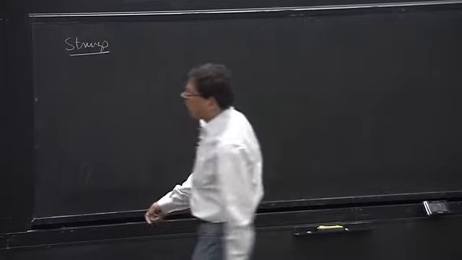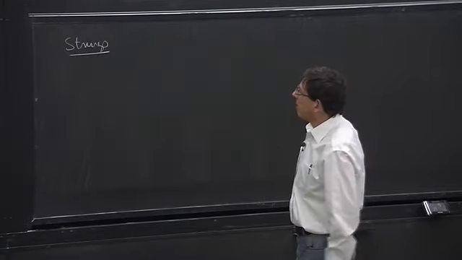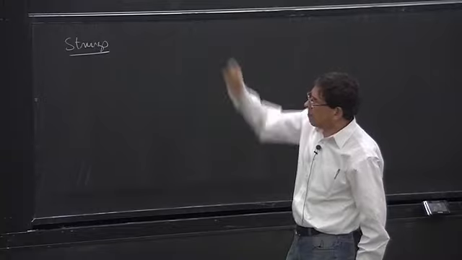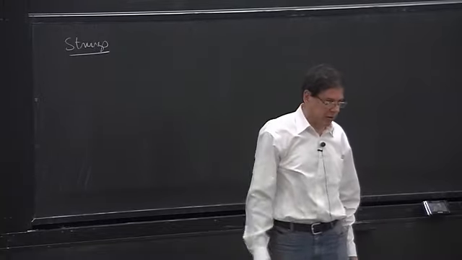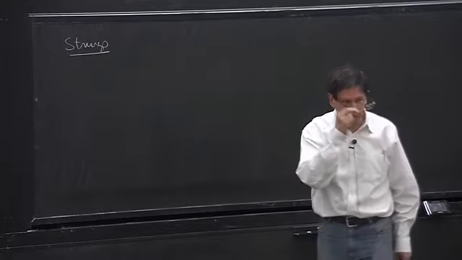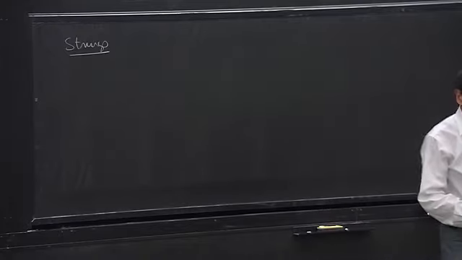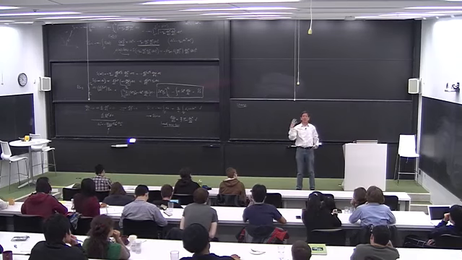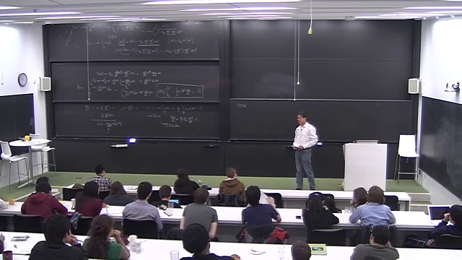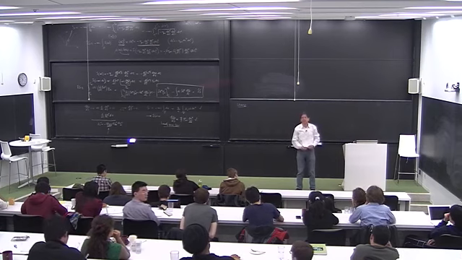For the particle, we used the integral of the proper time, which was sort of the invariant length along the trajectory. So the thing we're going to try to use for the string is that the string will trace a surface, and therefore let's try to use the invariant area of that surface as the action. And that will turn out to work out right.